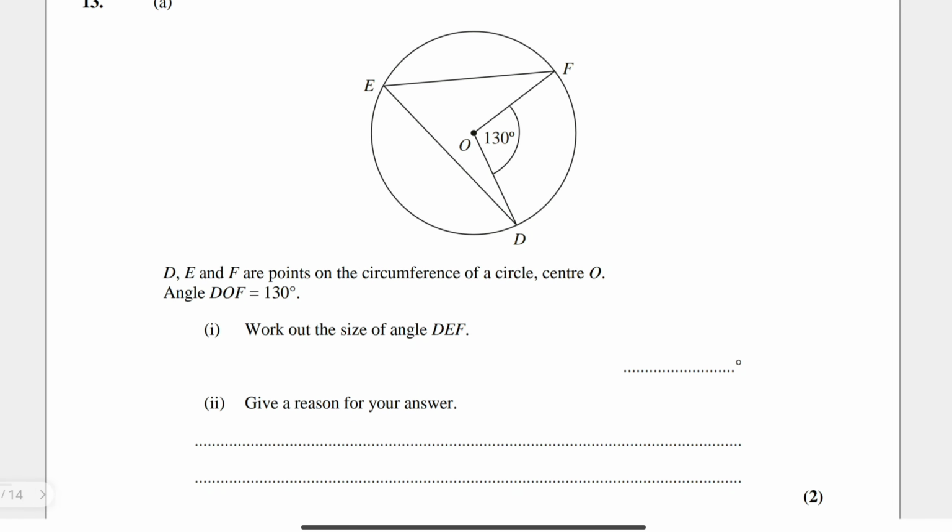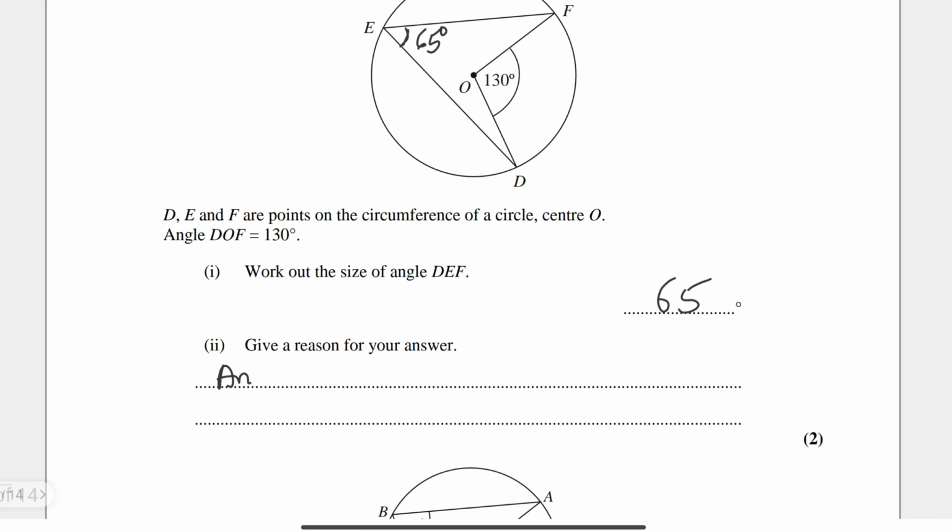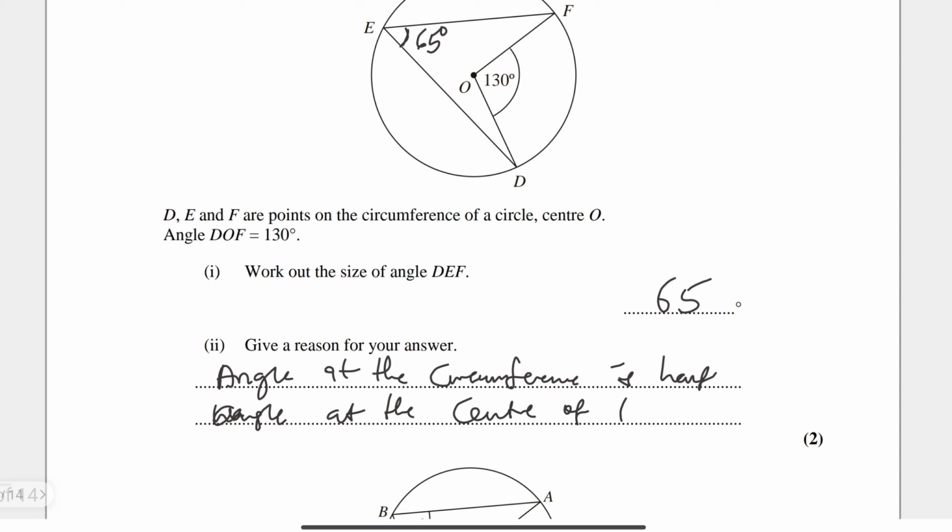D, E, and F are points on the circumference of a circle with center O. Angle DOF is equal to 130 degrees. So work out the size of angle DEF. That's very obvious. So that is half of it, which is 65 degrees. And what is the reason for that? Again, what we know: angle at the circumference is half the angle at the center of the circle.